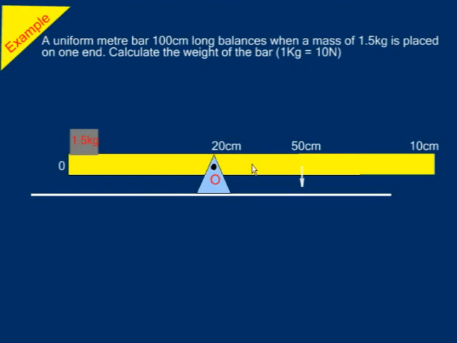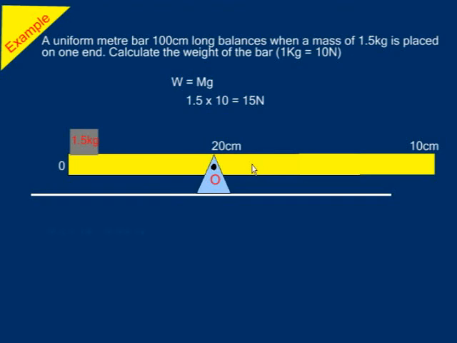Since the system is in equilibrium and also taking the moments about O, weight is given by mass times g, which is 1.5 times 10, giving us 15 newtons. So clockwise moments equal anti-clockwise moments. The clockwise moments are due to the weight of the bar. Anti-clockwise moments are due to the 15 newton weight.